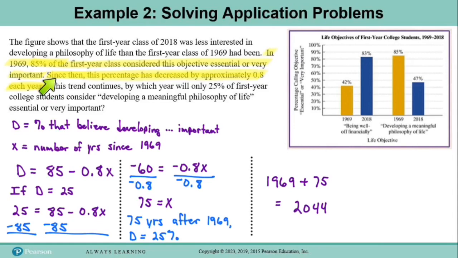Now go back to the original problem, and if we start in 1969 with 85% saying that developing a meaningful philosophy of life is important or essential, then it drops by 0.8 each year, and it's been 75 years. So 0.8 times 75 would give us 60, and then 85 minus 60 would give us 25%. So it does make sense that after 75 years, only 25% would still hold this opinion.